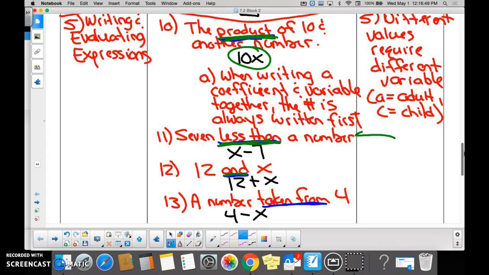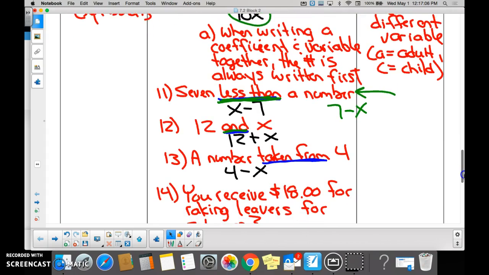Do you remember this one being a little tricky? Yes. It says 7 less than the number x. A lot of you said 7 minus x. But that is not 7 less than the number x, is it? That's x less than the number 7. So you just got to be careful that you don't just write what you see in order. You have to comprehend what the phrase is telling you or asking of you.